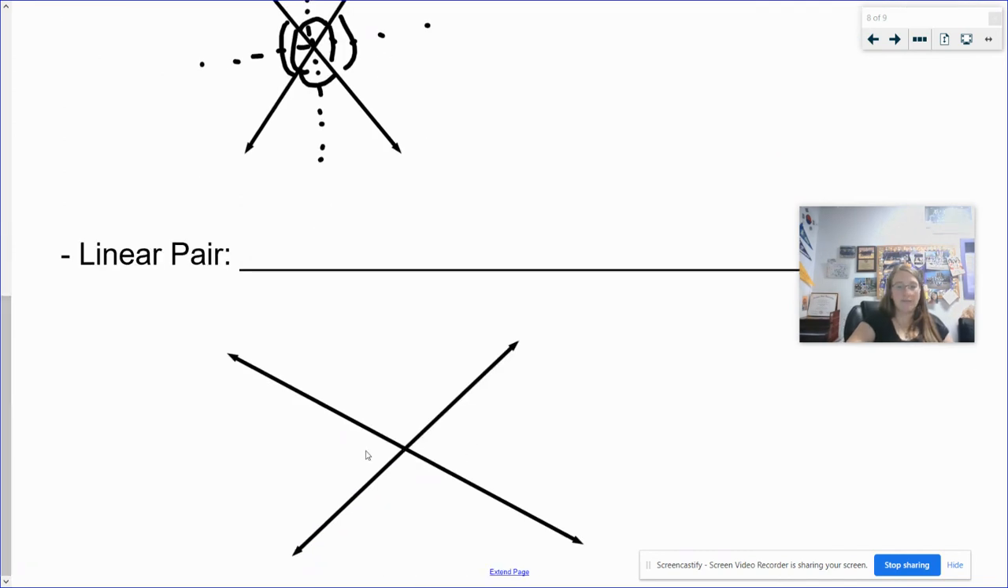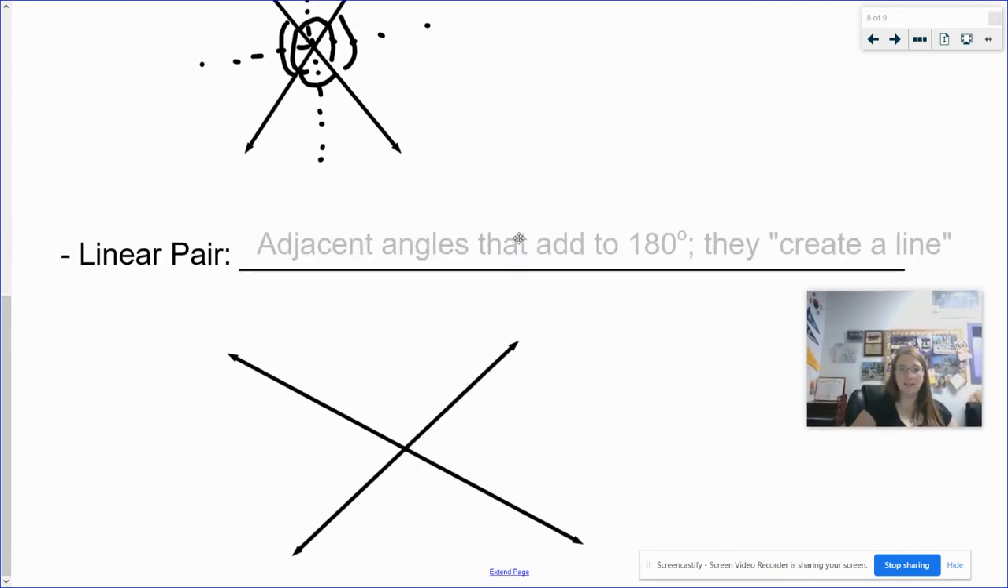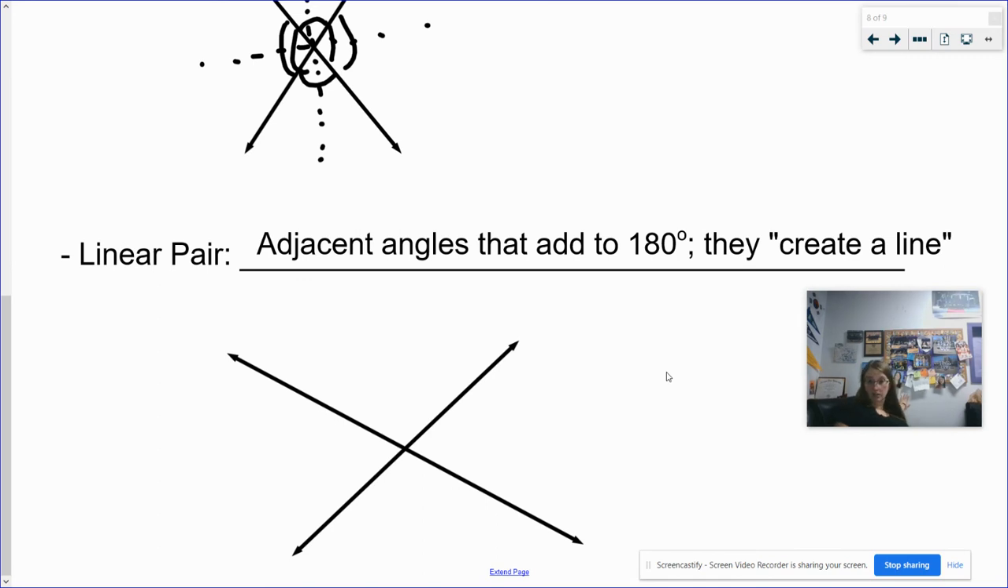So last thing, again, we have this same sort of picture. We have two lines crossing. We have what's called a linear pair. These are adjacent angles. So adjacent means they share a side, right? I share a wall with the ram shack, so I'm adjacent to the ram shack. They share a side. They add to 180, which means they create a line.